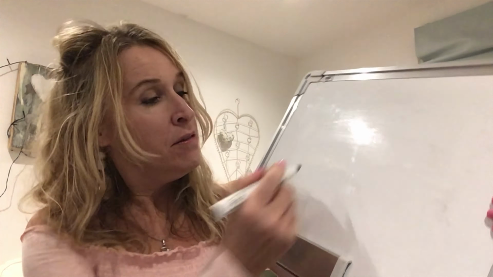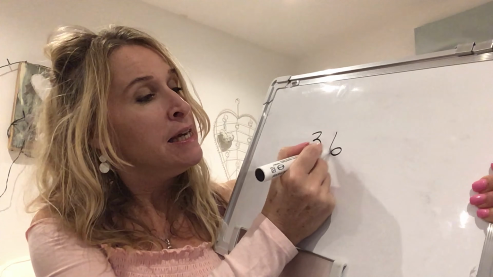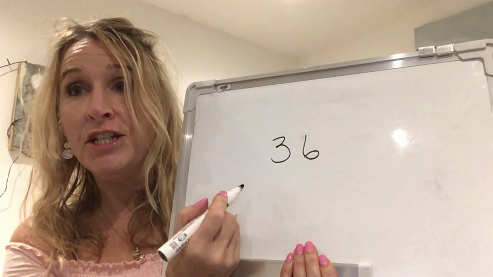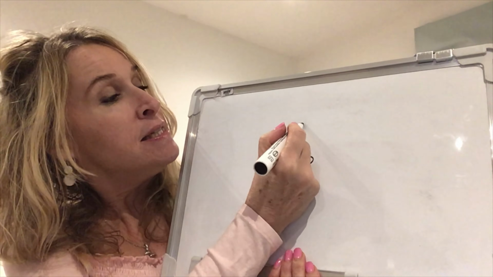So what I wanted to talk to you today is about something called place value. Place value is what we call the places within a number. So if we look at the number 36, place value is the actual value of each digit. So the 6 means 6 ones.